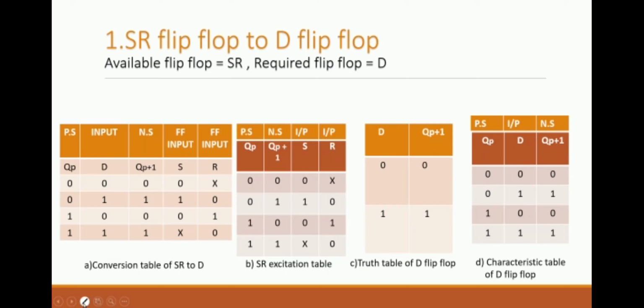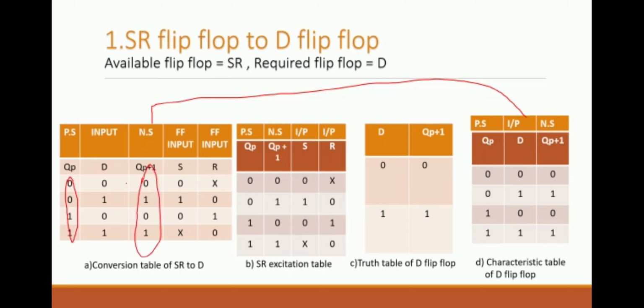To construct a conversion table of SR to D, we move this characteristic table as it is in conversion table. Using this characteristic table, we find the S and R flip-flop inputs. For 00, SR is 0, don't care. For 01, SR is 10. For 10, SR is 01. For 11, SR is don't care.